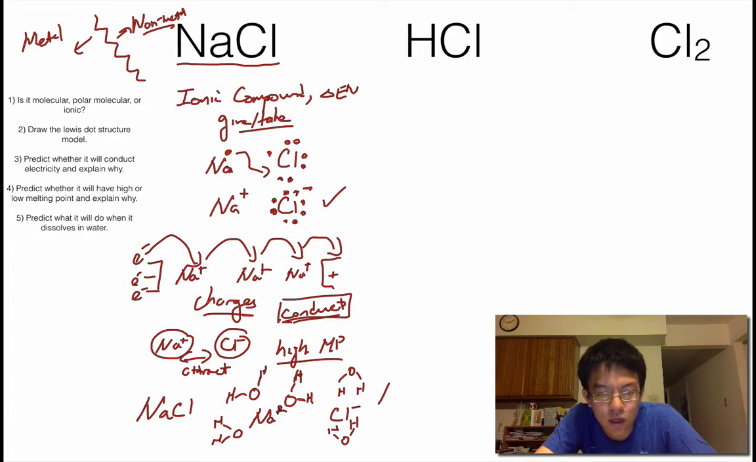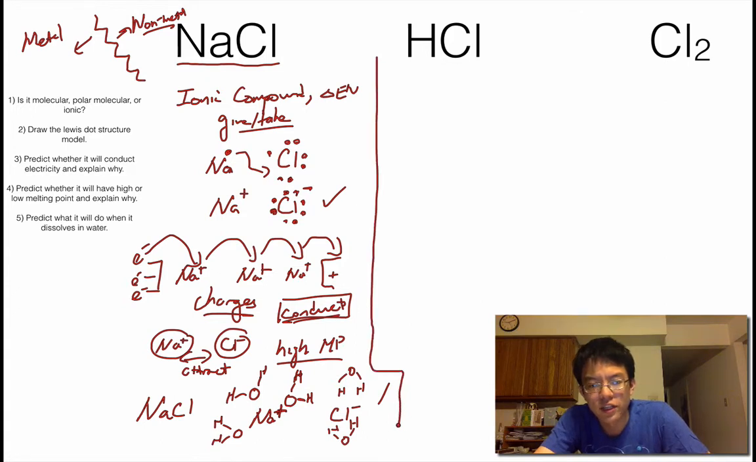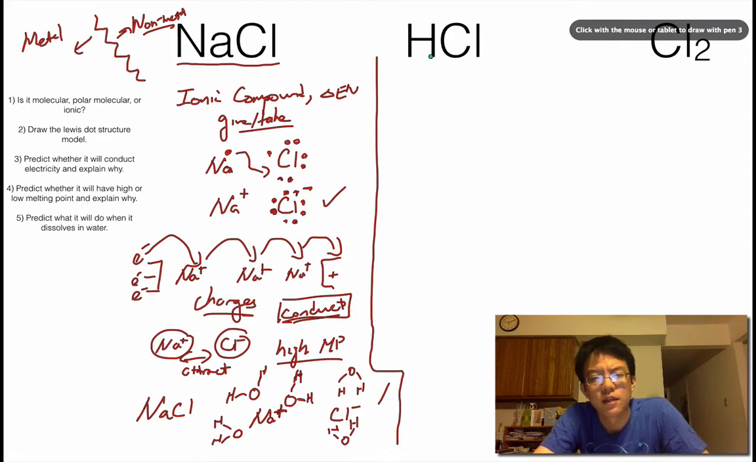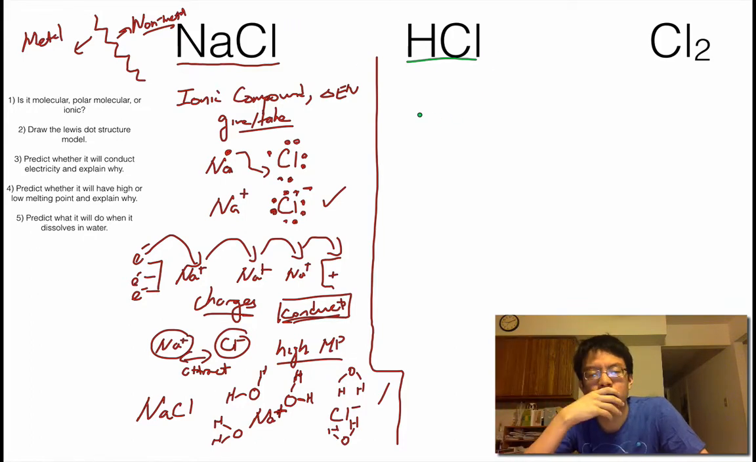Okay, so again, when ionic compounds hit water, they break down, definitely. All right, great. Let's look at HCl. In HCl, both of these are nonmetals. Remember, hydrogen being a nonmetal, moving to the right side of the periodic table. And so we consider this a molecular compound.